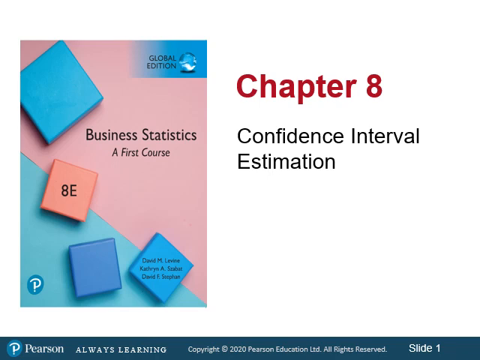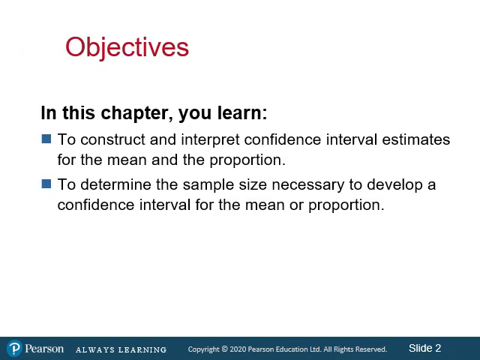Last week I covered chapter 7, which included sampling distribution, and this week in chapter 8 we will move on to another topic called confidence interval and estimation. In this chapter you will learn how to construct and interpret confidence interval estimates for the mean and also the proportion. You will also determine the sample size necessary to develop a confidence interval for the mean or proportion.